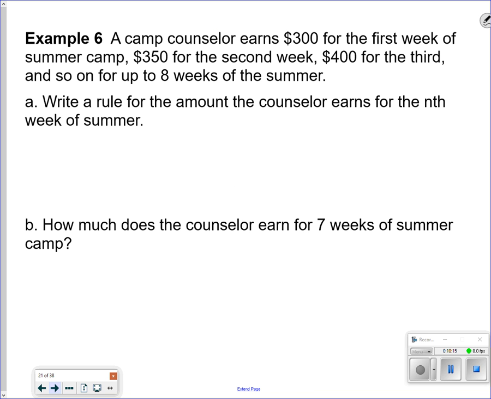Camp counselor earns $300 the first week, $350 the second week, $400 the third week, and so on up to 8 weeks. Write the rule for the amount the counselor earns for the nth week. So I want to write a summation notation equation. So the first week all the way up to the 8th week. And what ends up happening? Well, the first week, so that's a sub 1 and a sub 2, a sub 3.